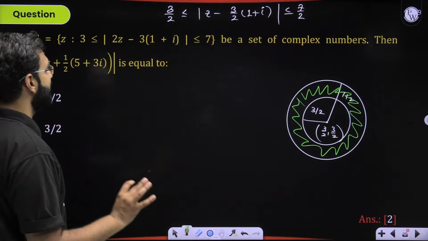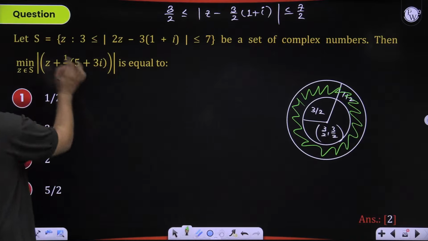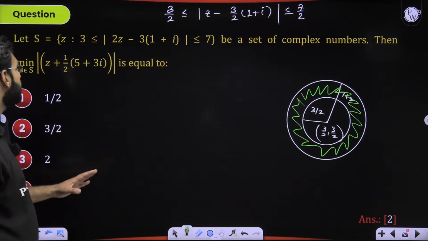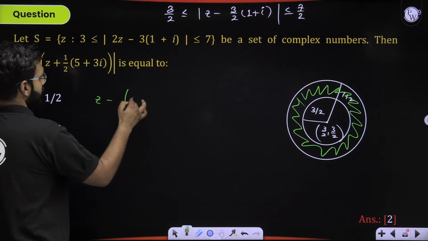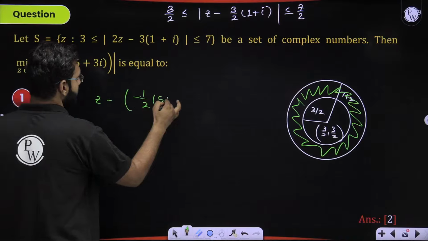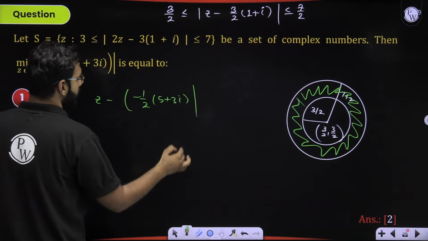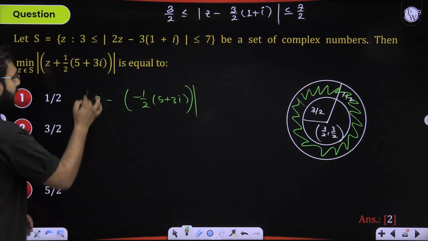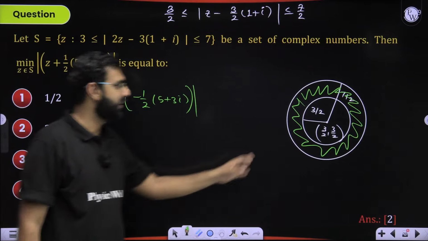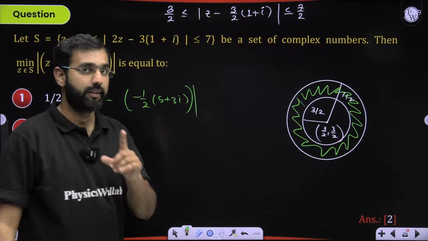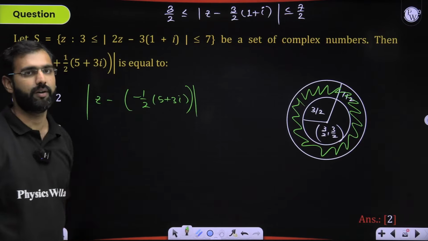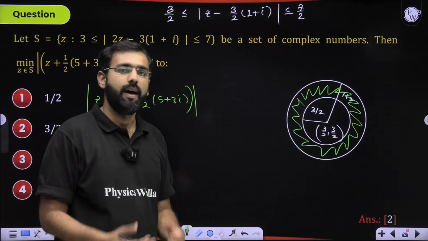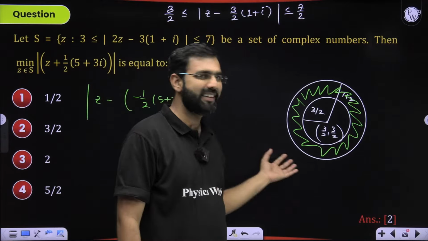Now what they say next is, then minimum of this. Minimum of this does not mean just z minus 1 by 2, 5 plus 3 iota. What does it mean? Does it not mean the distance of z, what is z? This shaded green region. The distance of z from this point, which is minus 5 by 2, minus 3 by 2. So we need not find whether it lies inside the circle or outside the circle.